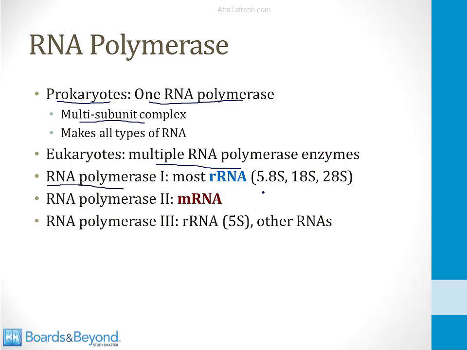RNA polymerase 1 makes most of the ribosomal RNA. Ribosomal RNA comes in a number of different sizes, and RNA polymerase 1 makes the 5.8S size, the 18S size, and the 28S size. RNA polymerase 2 is the RNA polymerase we're going to talk a lot about in this video. It's used to synthesize messenger RNA. And then RNA polymerase 3 makes some forms of ribosomal RNA. It makes the 5S size, and it makes some of the other forms of RNA found in cells.